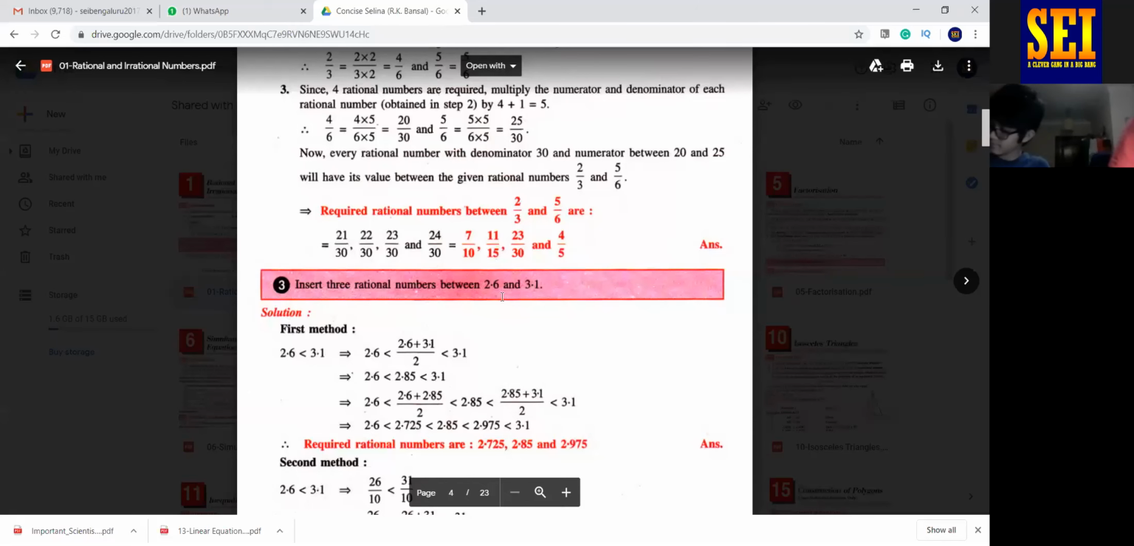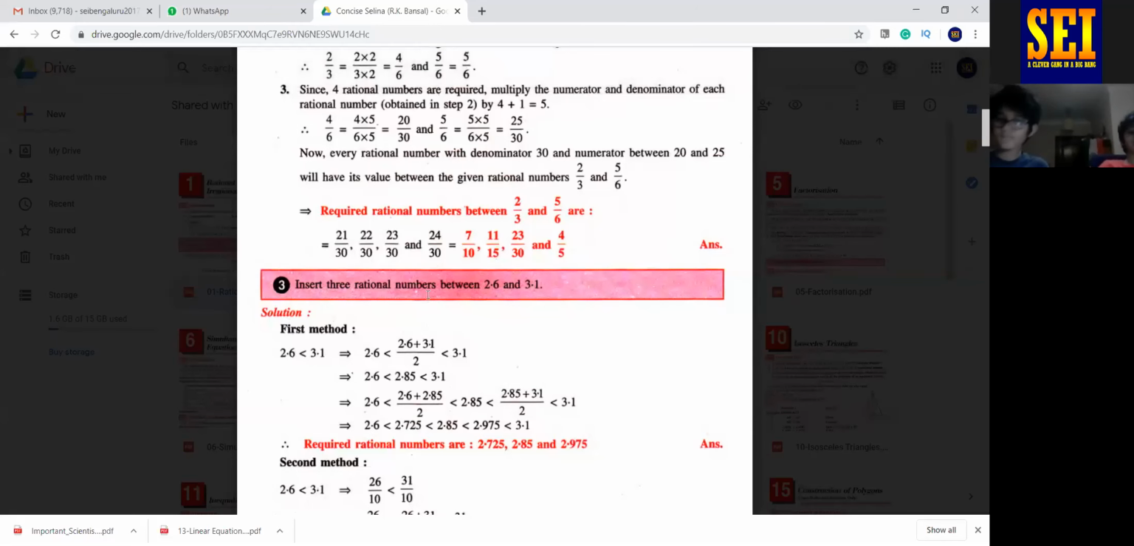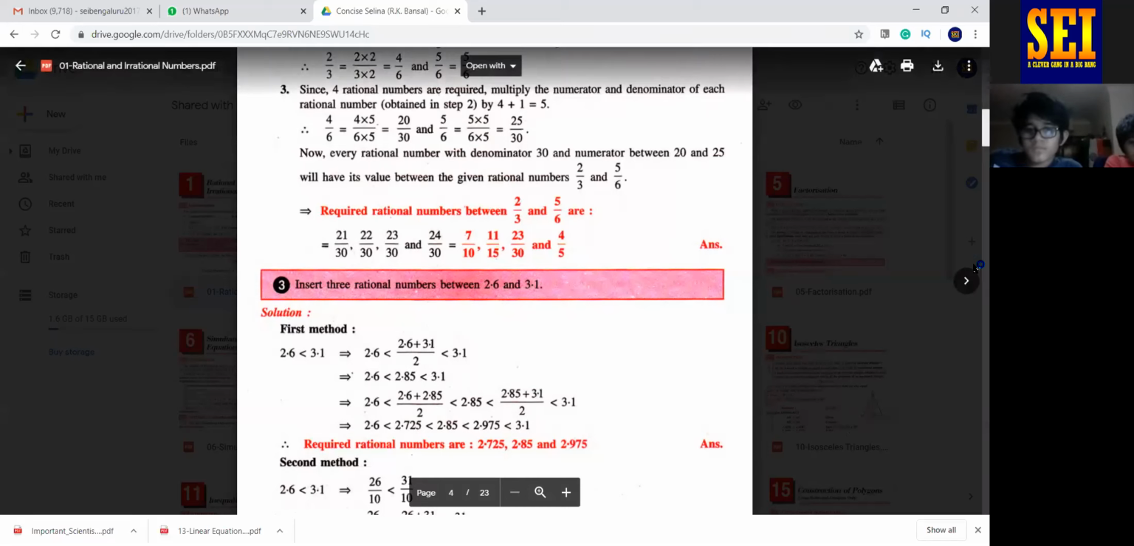Now, this is one more kind of question: the 3 rational numbers between 2.6 and 3.1. These are decimals now. So what can I do? 2.6 plus 3.1 by 2, that will be 2.85. Again, 2.6 to 2.85, that average you can calculate. 2.85 to 3.1, that average you can calculate. So finally, you write those values over here.